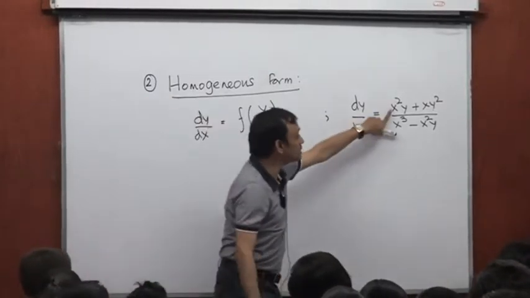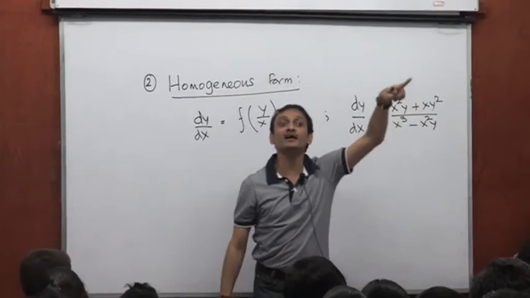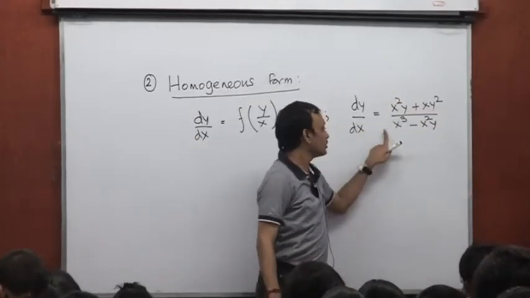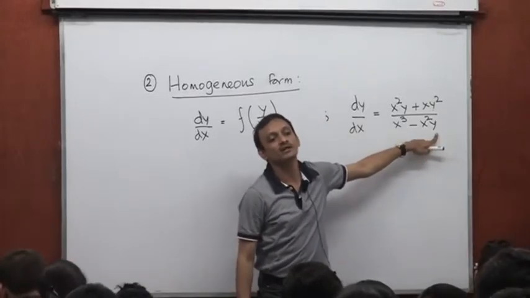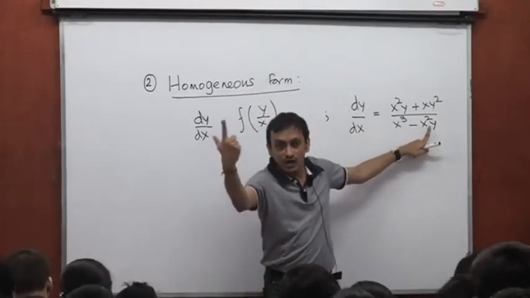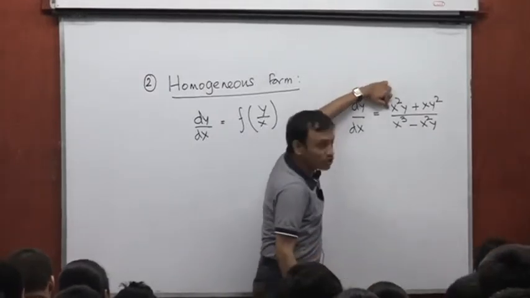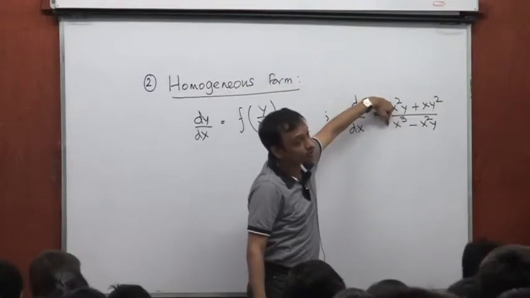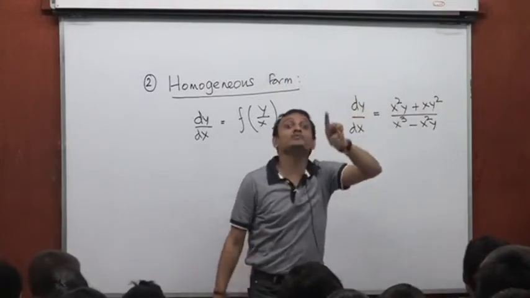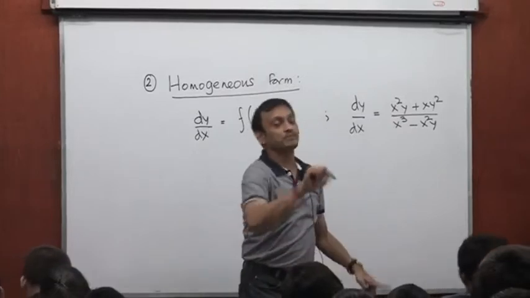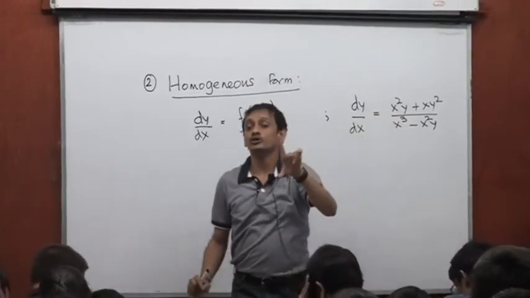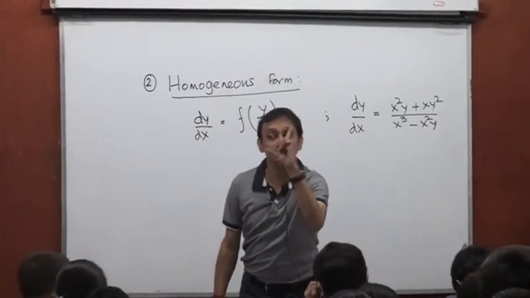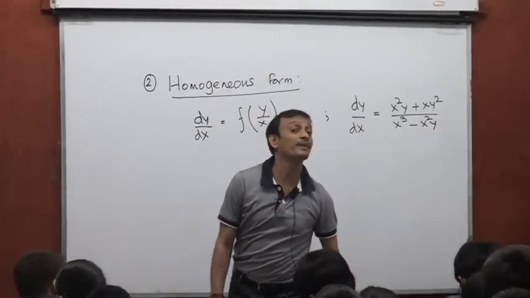So in this case, this is homogeneous because the powers of x and y in each of the terms add up to the same number. This expression is also homogeneous because the powers of x and y add up to the same number. In this case the degree of homogeneity is 3, and in this case also the degree of homogeneity is 3. So they should be homogeneous and of the same degree. If that happens, then you can explicitly convert this into a function of y by x alone.